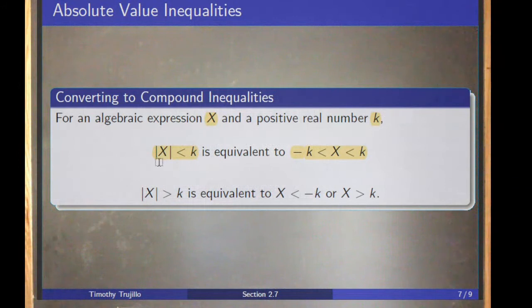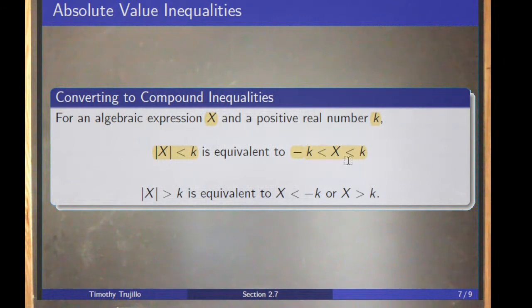So in this case, the absolute value of x, the only way that you're going to take a number and have the absolute value be less than k is if that number was actually less than k. If it was bigger than k, its absolute value would be bigger than k. But we also have to be careful that it's bigger than negative k, because if it was any smaller than negative k, its absolute value would be bigger than k. And we'll go through some examples of that.